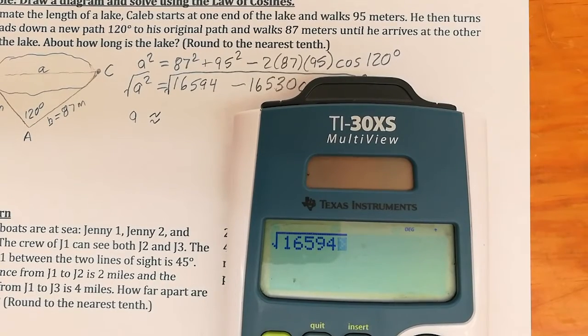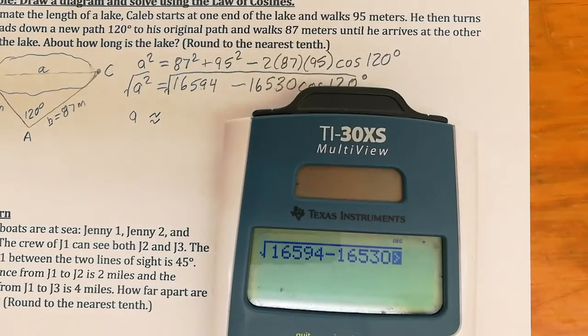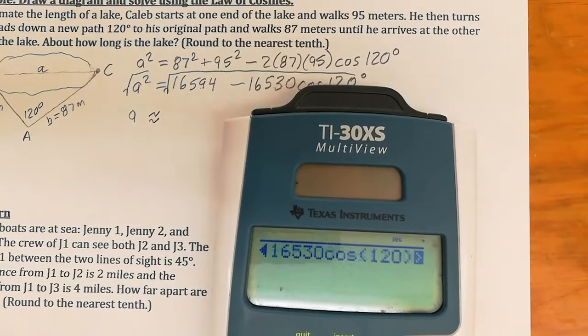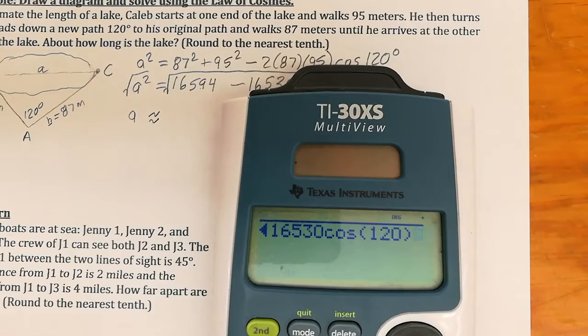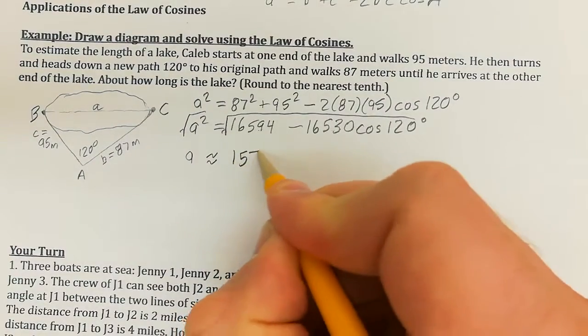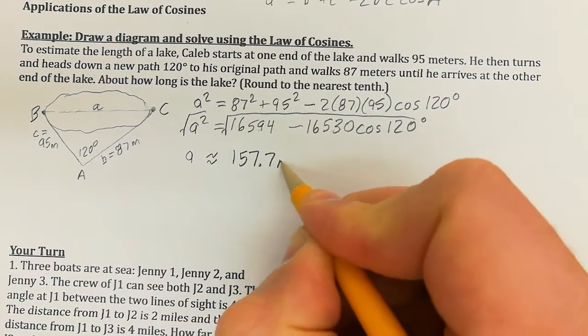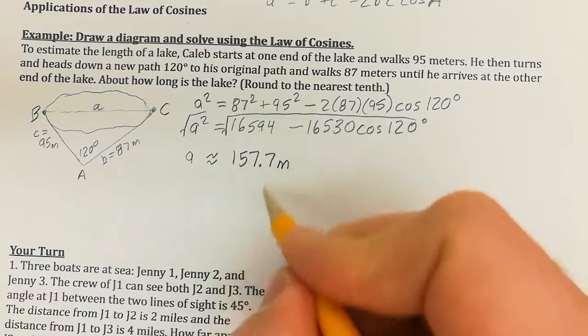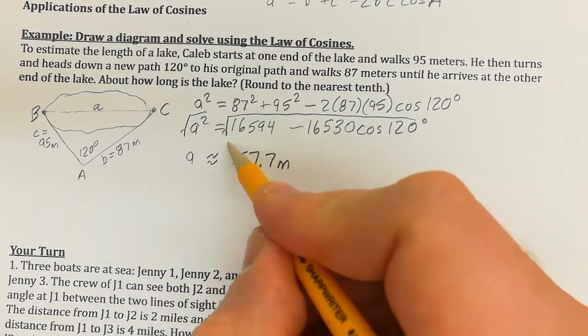16,594 minus 16,530 cosine 120. Make sure your calculator is in degree mode. All right, so about 157.7. And this would be meters. So that is the approximate distance of the lake.